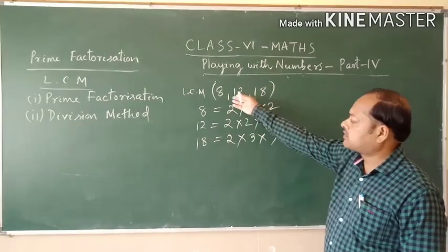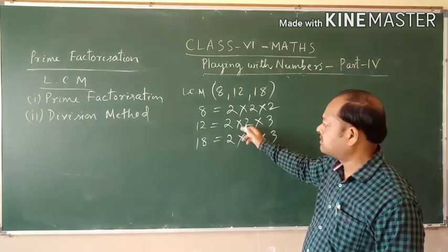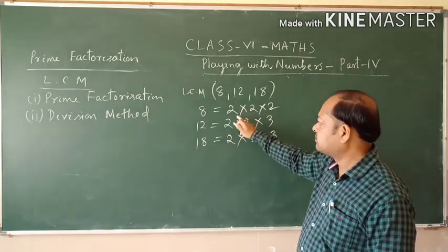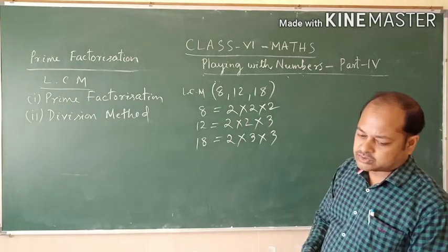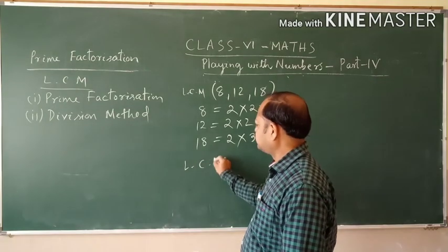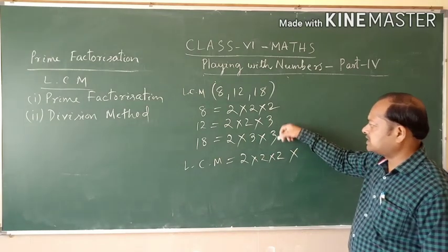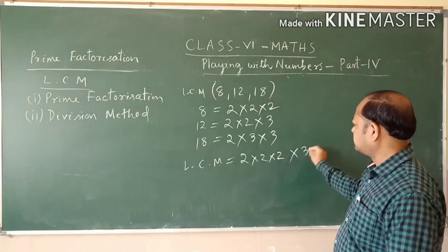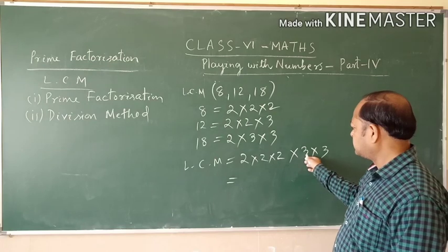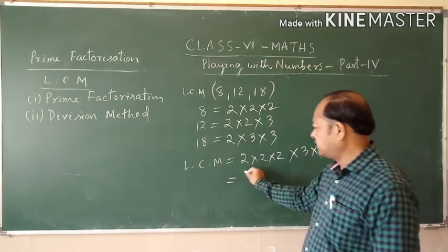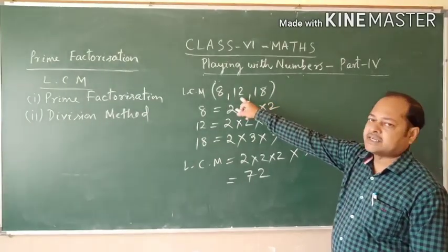So here we see how to find LCM using the prime factorization method. Let us see for each digit the maximum number of times it is coming. We see that the maximum for 2 is 3 times. So write down the LCM equals 2 into 2 into 2, and how many times is 3 coming? Maximum 2 times, so write 3 into 3. What is the answer here? 2 into 2 is 4, 4 into 2 is 8, 8 into 3 is 24, 24 into 3 is 72. So the LCM of these three numbers 8, 12 and 18 is 72.